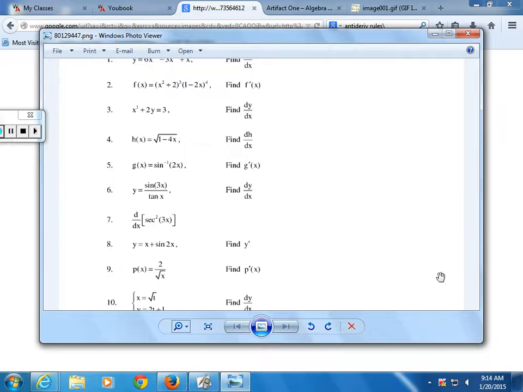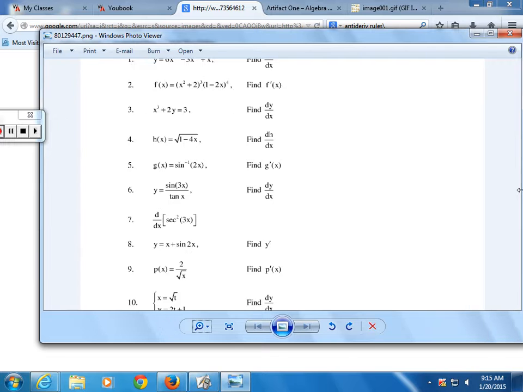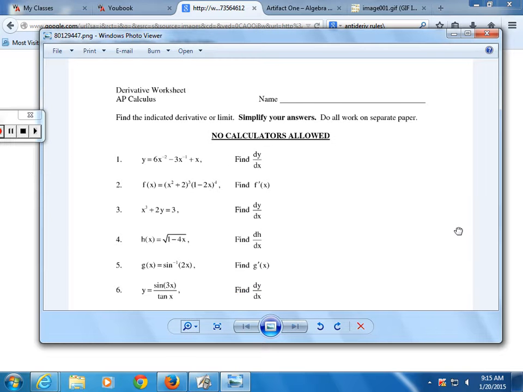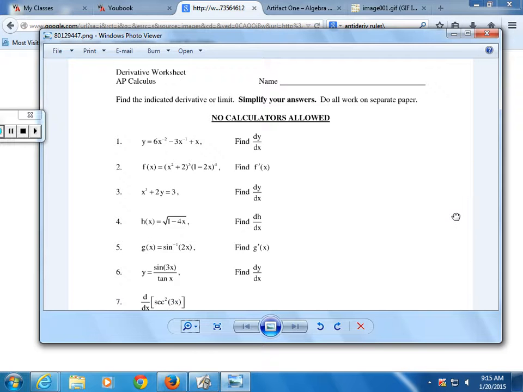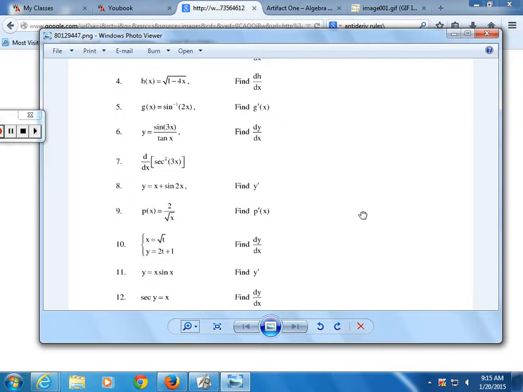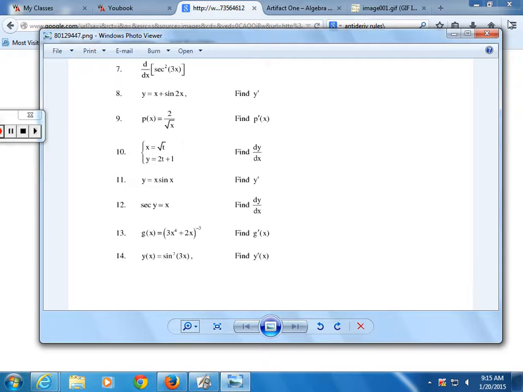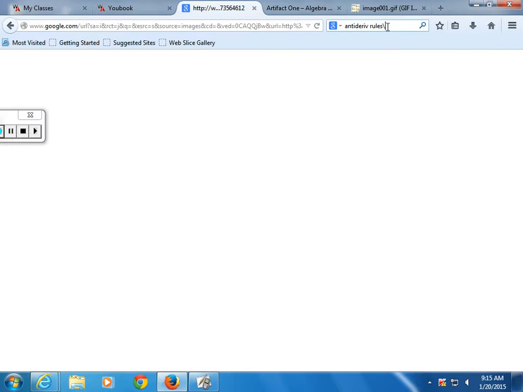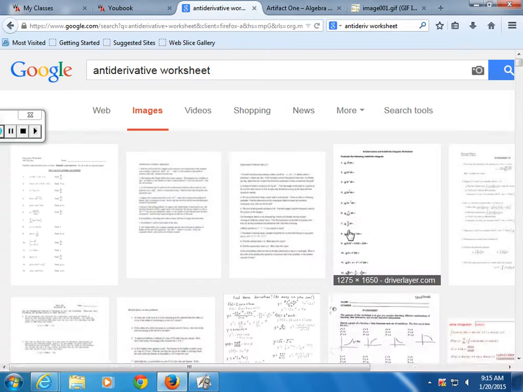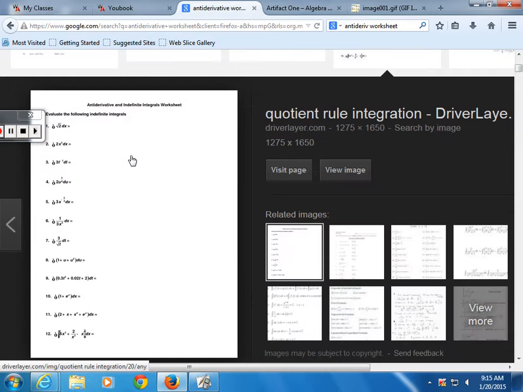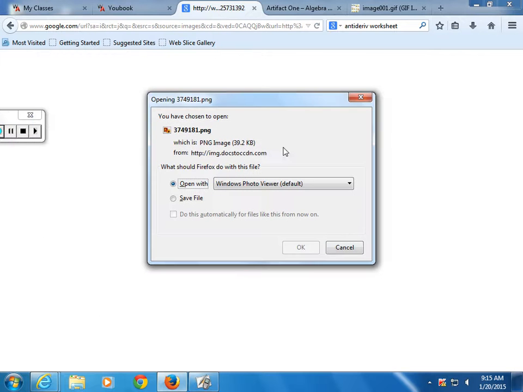I don't understand why I can't go up and down. What's wrong with this thing? Okay. Find the indicated, I thought I said antiderivative. Did I not say antiderivative? These people are losers. Antiderivative worksheet. Oh God, somebody uses omega. Really? Whatever.